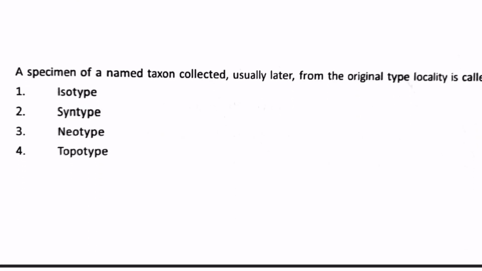Next question. A specimen of a named taxon collected usually later from the original type locality is called. Well, from the question itself, it is collected from the original type locality is the hint. So from the options isotype, syntype, neotype and topotype, our answer will be topotype.